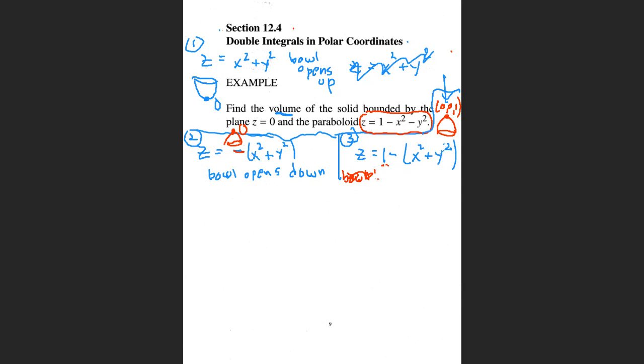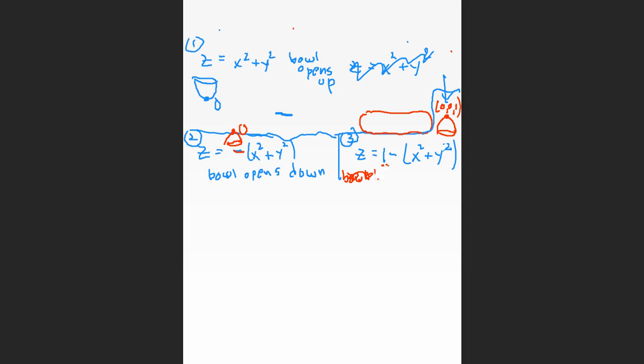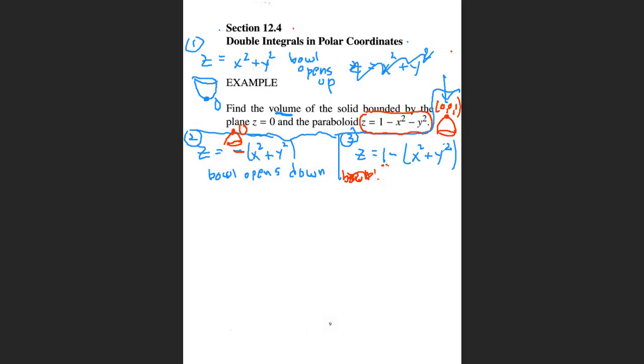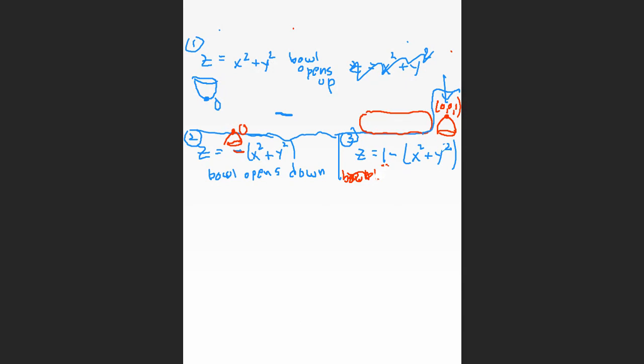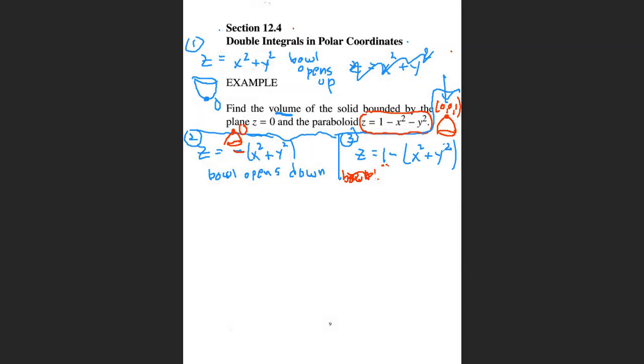The paraboloid z equals 1 minus x squared minus y squared opens downward. And we know the volume of the solid is the volume of the paraboloid. Well, it's bounded between z equals 0, that's the xy plane, and so you have a downward bowl, and it's going to touch the xy plane. We want to find the volume of that solid, the solid bounded above by our paraboloid and below by the xy plane, which is z equals 0.